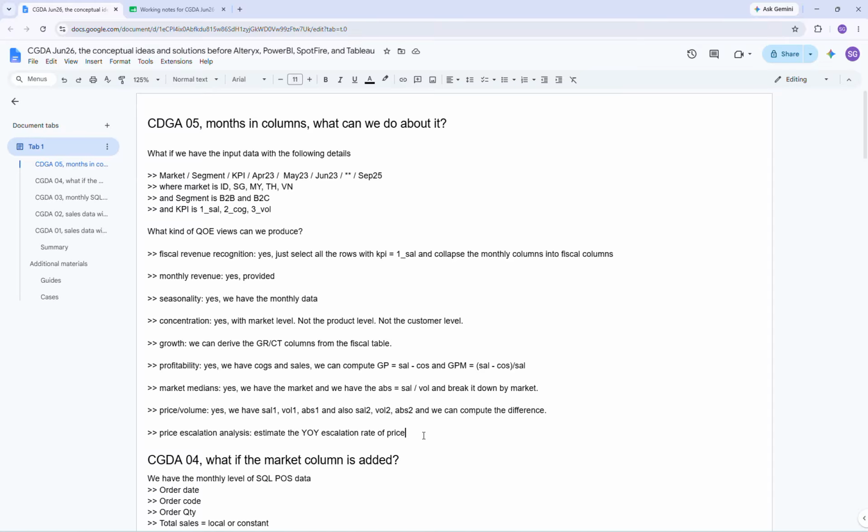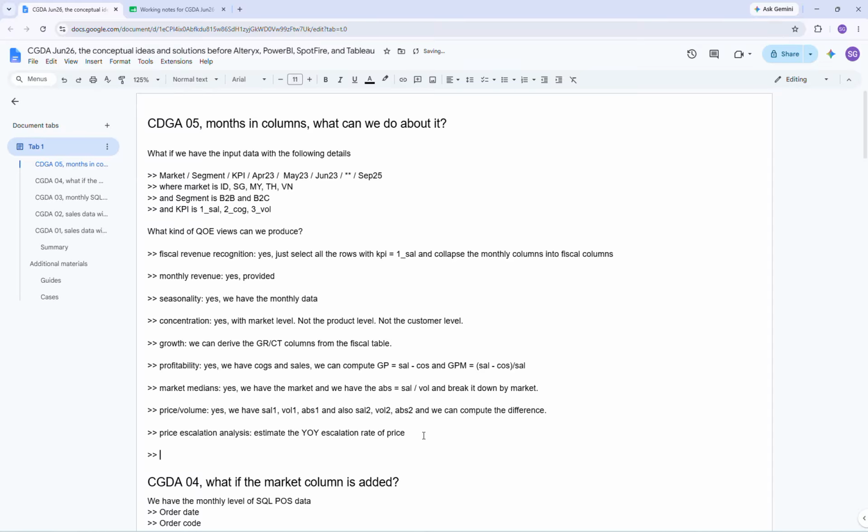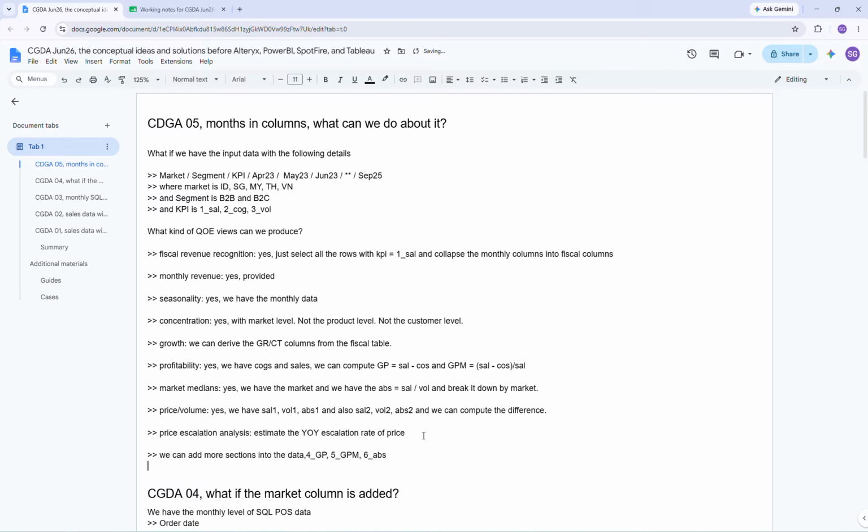So if I have to suggest, we can add more blocks or sections into the data. So if I number them, number three will be GP, number four will be GPM, and number five will be the average basket size. Okay, so that's all we need to do for this exercise.